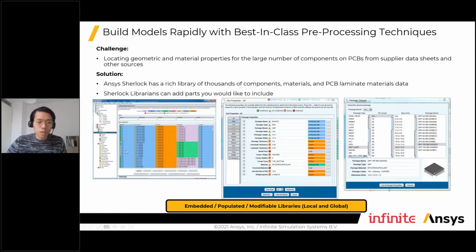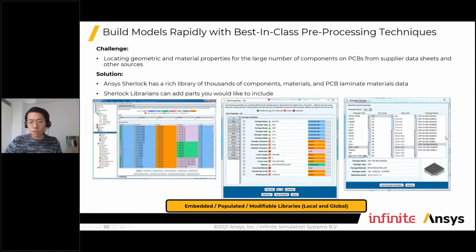So here is another example interface. When we bring in the layout, it automatically recognizes a lot of components. Of course, some of them may have missing data, so that as an electronics engineer, we can easily fill in to make sure that everything is right. But the best part is that it already tries to recognize what kind of material, what kind of component it is, and then gives you some nice template that you can start with.